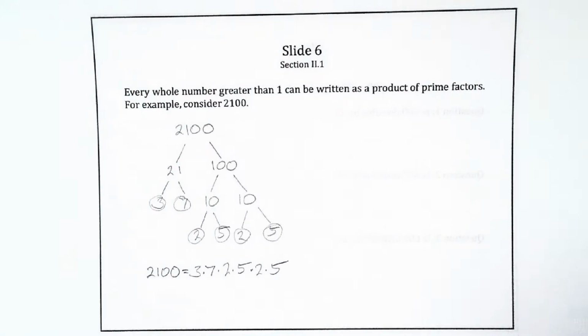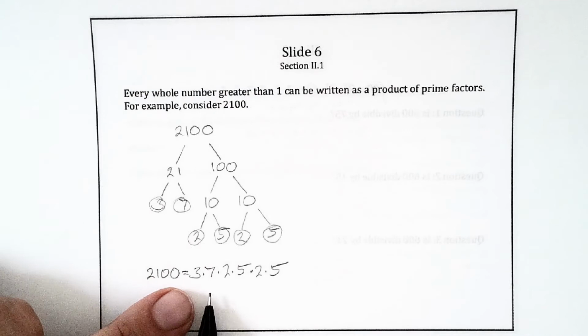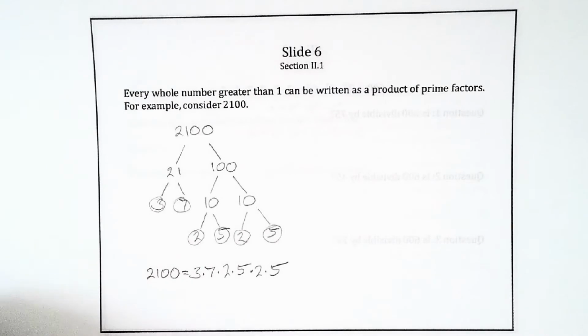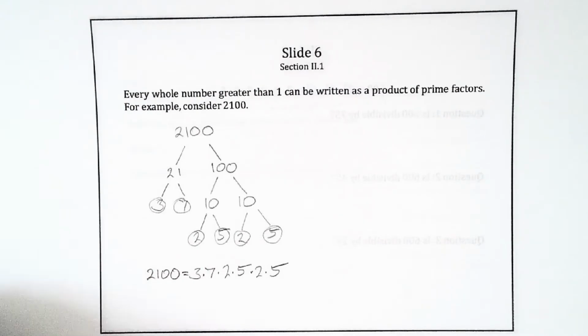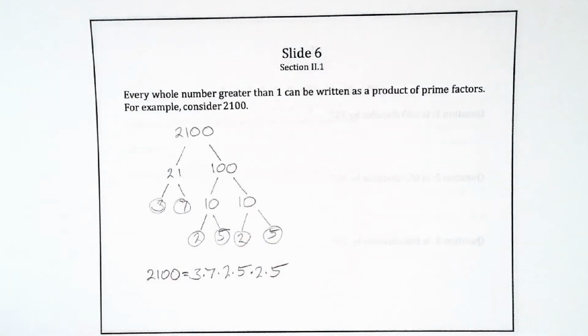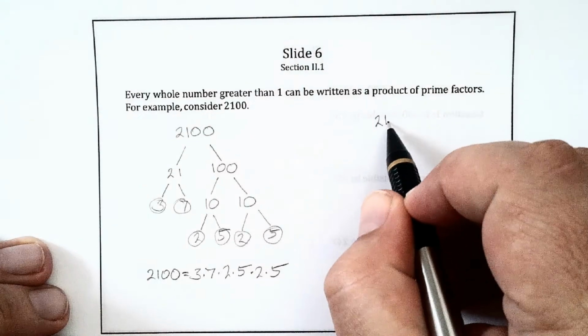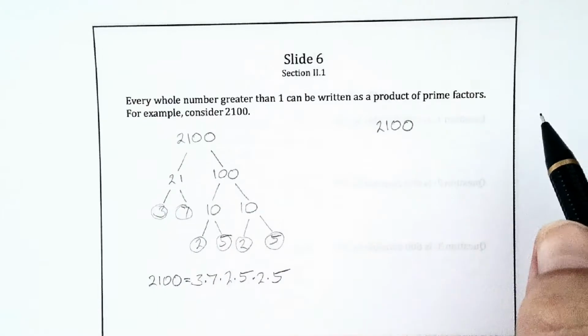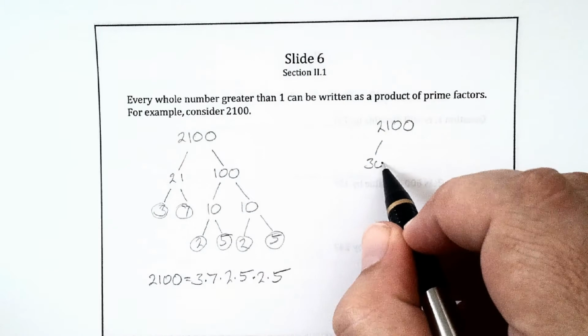Now, one thing we might worry about in doing this is the possibility that the list of primes we get might depend on the choices that we made. So for example, when I started here, I factored 2100 as 21 times 100. Of course, that's not the only way to factor 2100. So we might wonder if I made different choices as I went down the tree, whether I'd get a different list of primes at the end. For example, when I start with 2100, instead of doing 21 times 100, I could do 30 times 70.